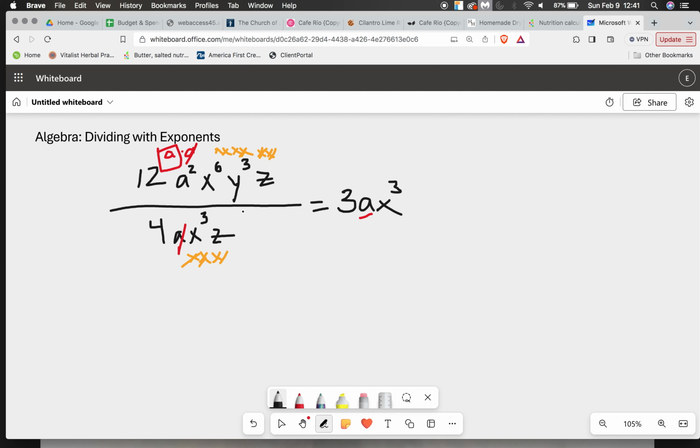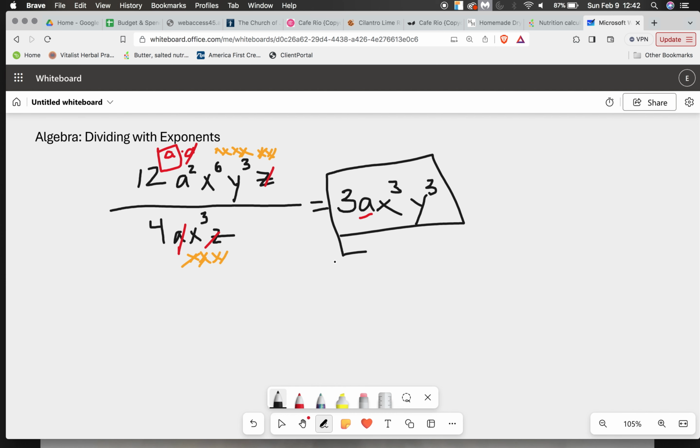Well, with the y, we don't have anything that's being divided by, so we're just going to leave y alone. So y is going to continue being y cubed. And then with the z, there's only one z on both top and bottom, so z divided by z is 1. That makes that one really easy. That one cancels out, and that one cancels out, and our final answer is this.